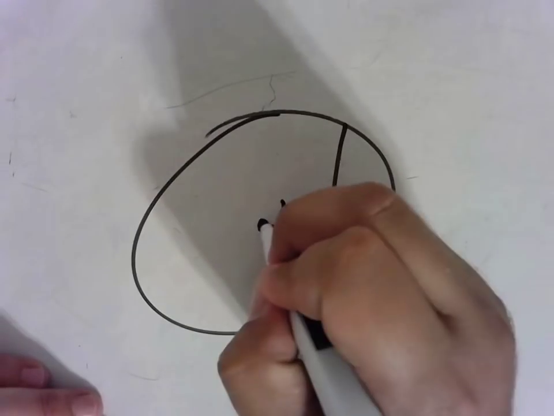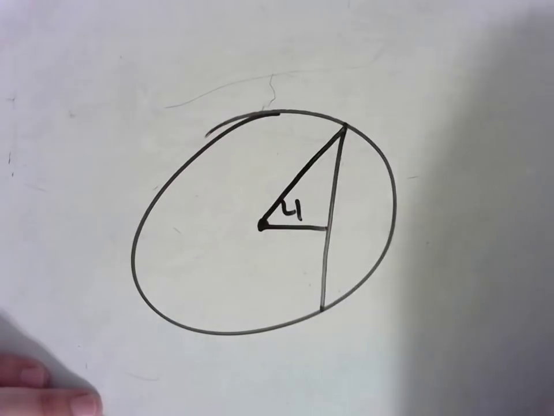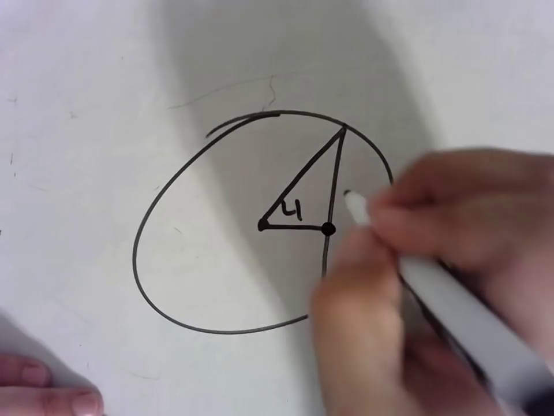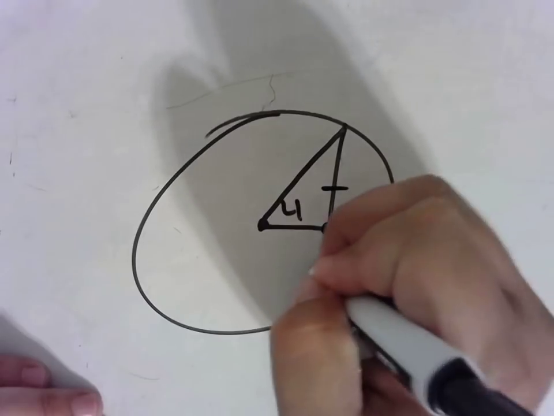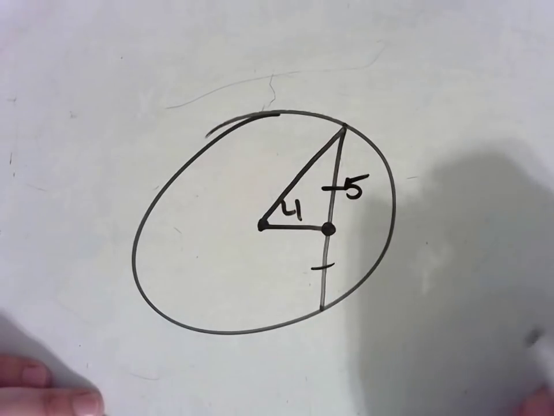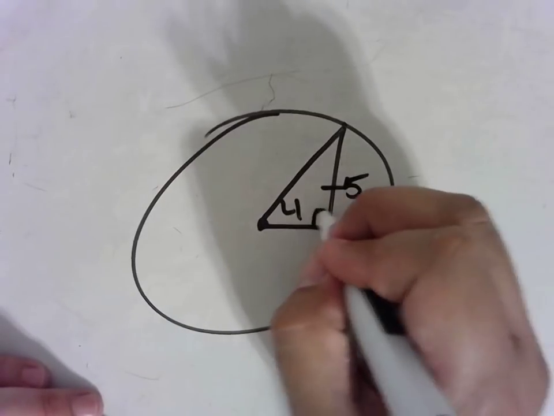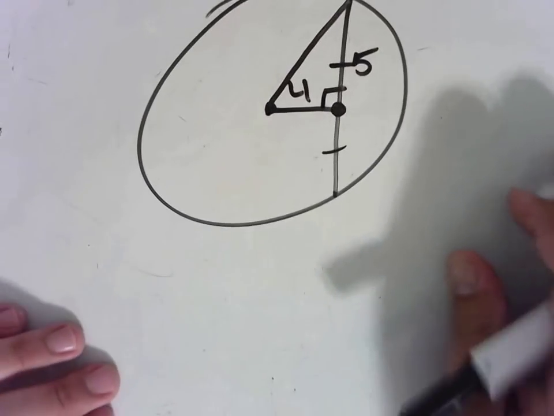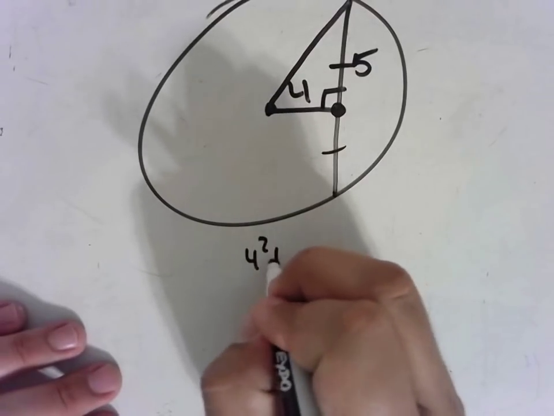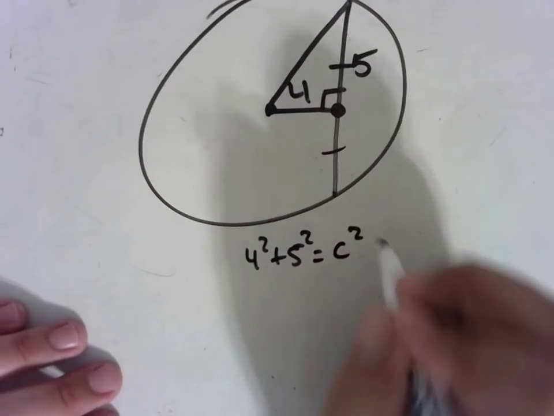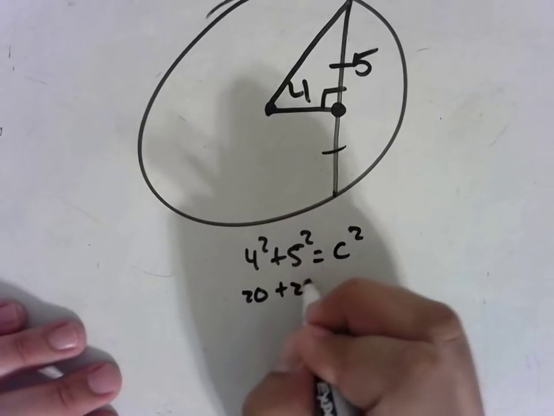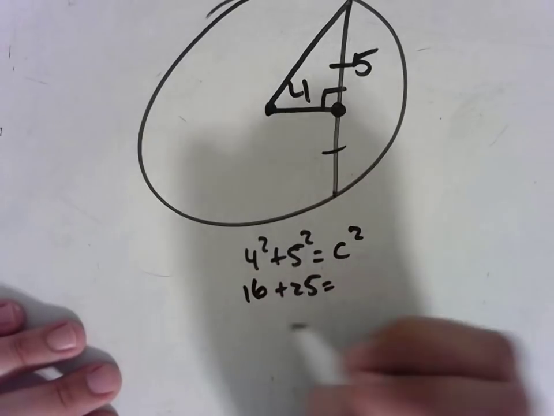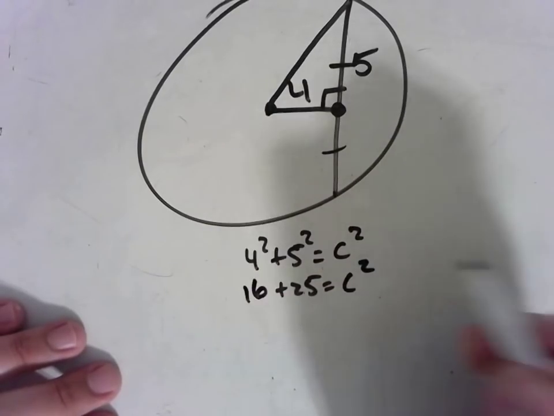So in order to figure out the diameter, I need to figure out the radius. If the chord is 10 inches, the midpoint of the chord splits that in half. So that means this is equal to that. So that's 5. This is 4, that's 5. This is a right angle. So we're using the Pythagorean theorem, which is 4 squared plus 5 squared equals c squared. 16 plus 25 equals c squared.